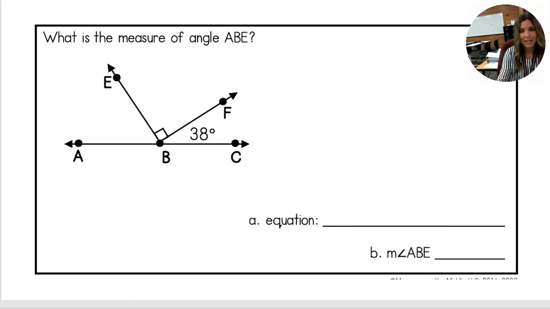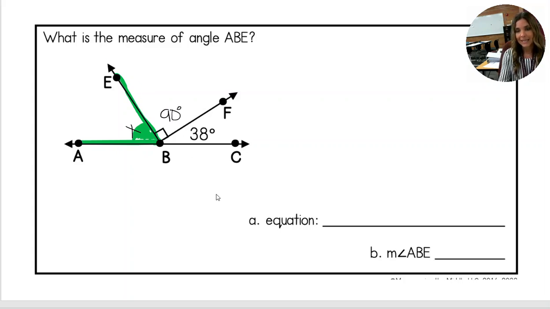So let's go ahead and try another one. What is the measure of angle ABE? So here is A, here is B, and here is E. So this is angle ABE. It's right here. So we need to find this missing angle measure. Because we don't know what it is, let's go ahead and put an x here. Okay, that's the unknown.